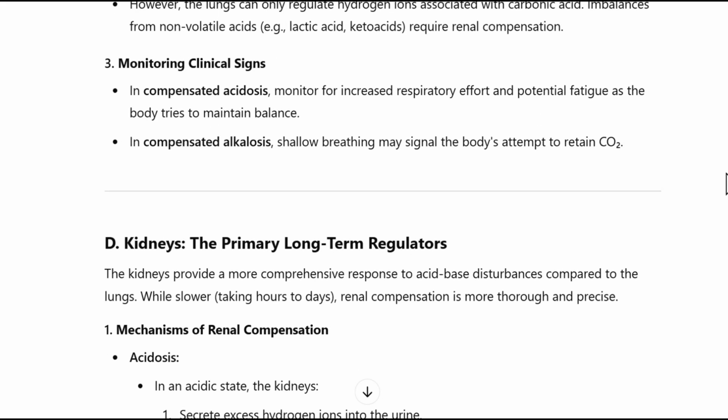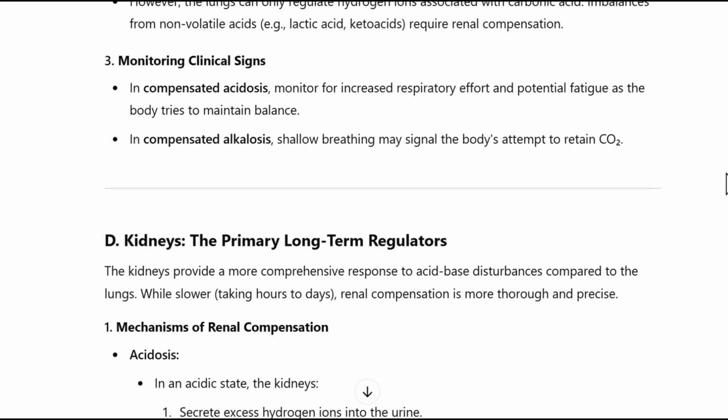Monitoring clinical signs. In compensated acidosis, monitor for increased respiratory effort and potential fatigue as the body tries to maintain balance. In compensated alkalosis, shallow breathing may signal the body's attempt to retain CO2.